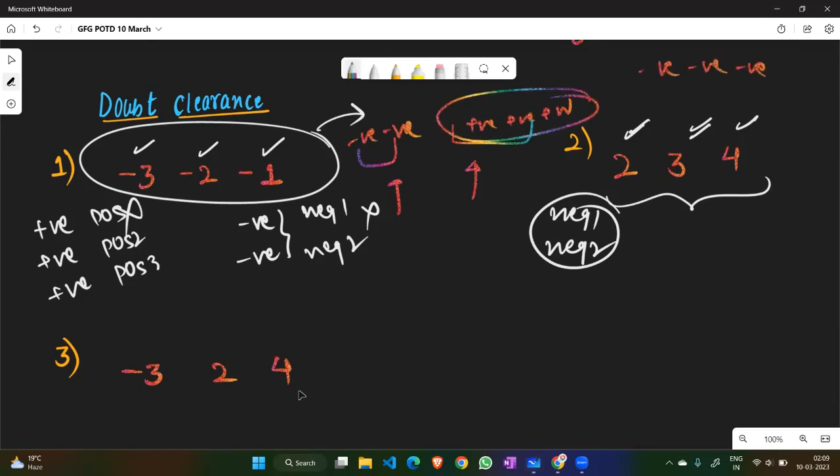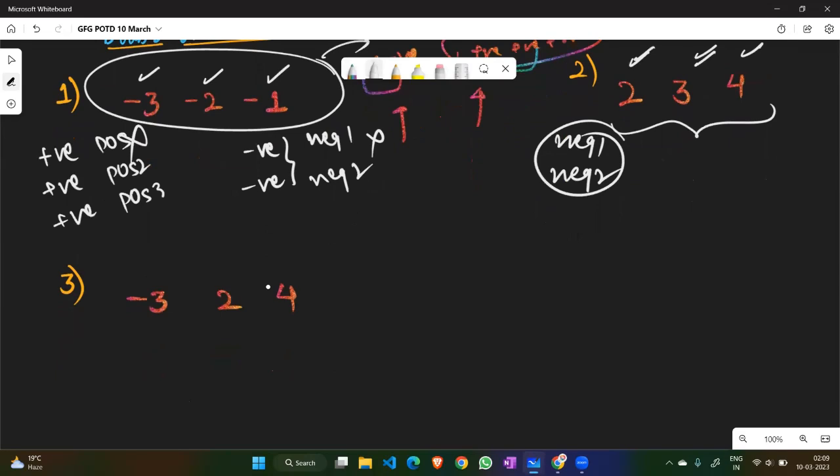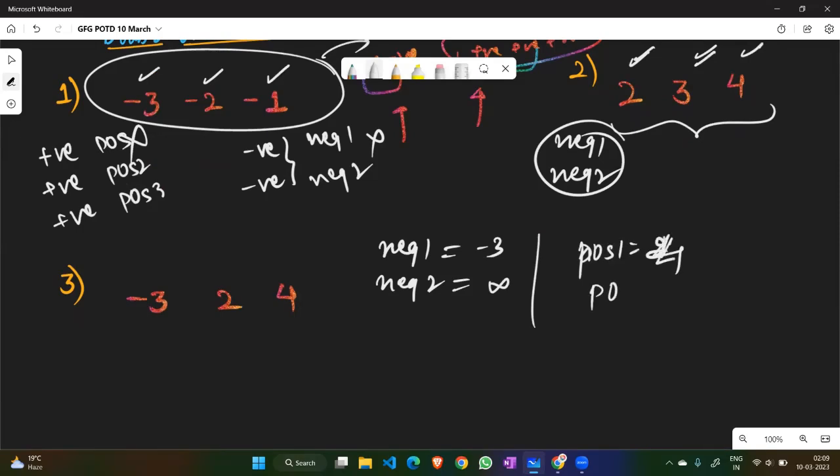Next, here comes the minus 3, 2, and 4. Next case, similarly here, I will take 2 negatives, negative 1 and negative 2. So negative 1 will take minus 3, negative 2 will be infinite. Similarly, positive 1 will be equal to 2, basically 4, the greatest. Positive 2 is equal to 2, and positive 3 will be equal to minus infinity.